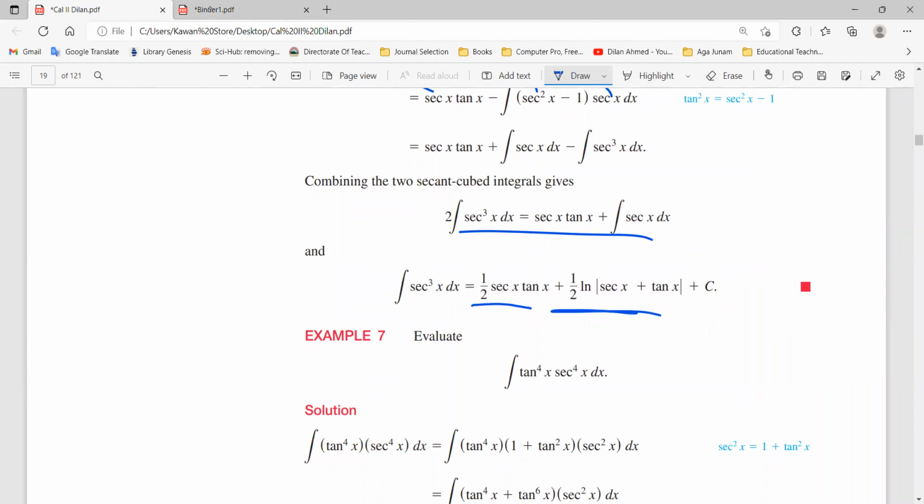Understood? So there were many ideas. The first, we changed, that's why I say great idea. The first, we changed to secant and secant squared. Then later we solve that one together, right? We make it by parts, the second idea. We make the u dv.